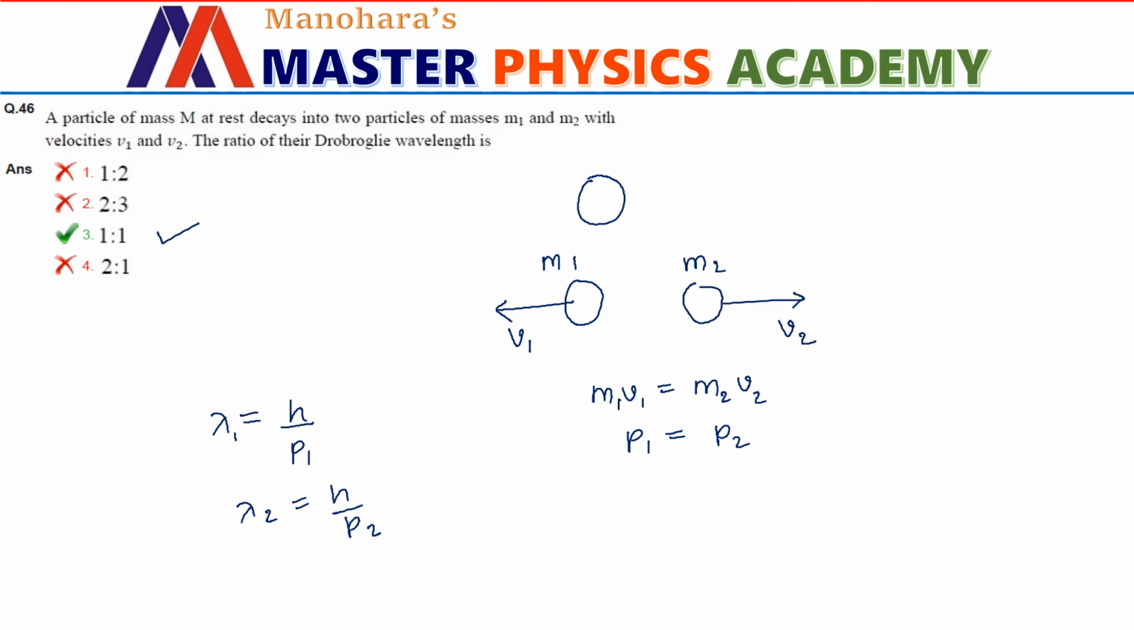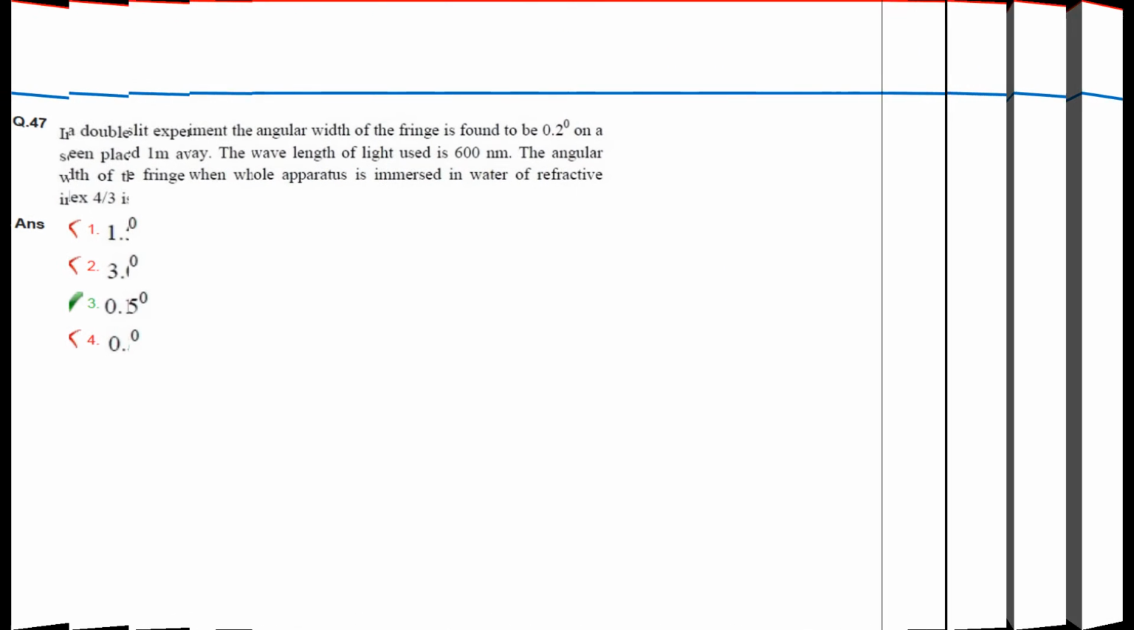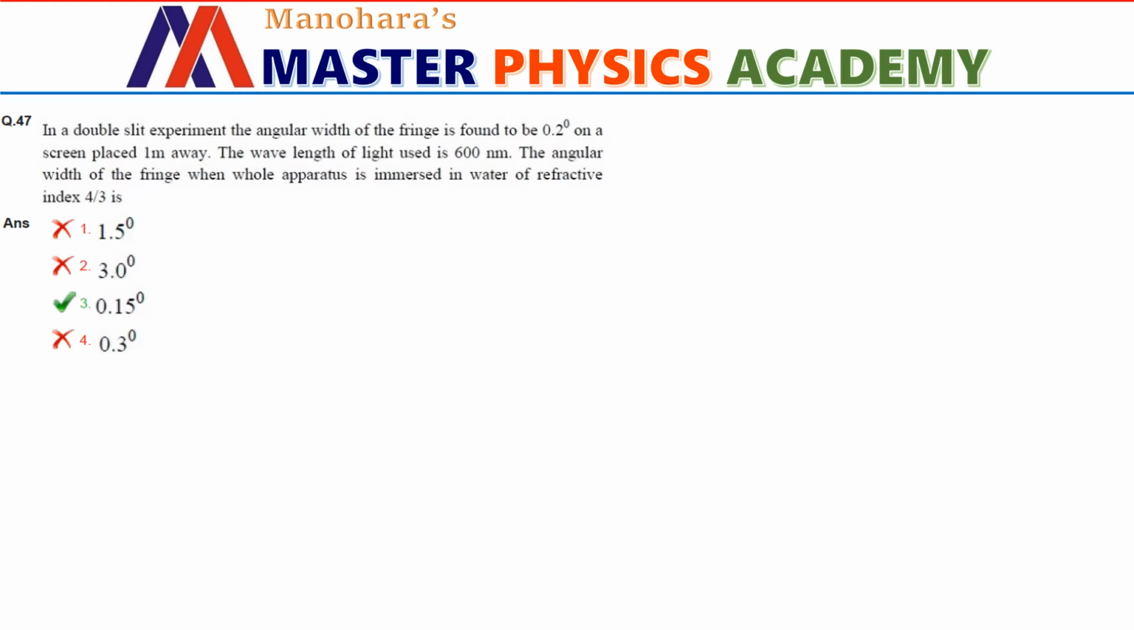Let us move on to the next question, which is question number 47. In a double slit experiment, the angular width of the fringe is found to be 0.2 degree on a screen placed 1 meter away. The wavelength of light used is 600 nanometer. The angular width of the fringe when the whole apparatus is immersed in water of refractive index 4/3 is.